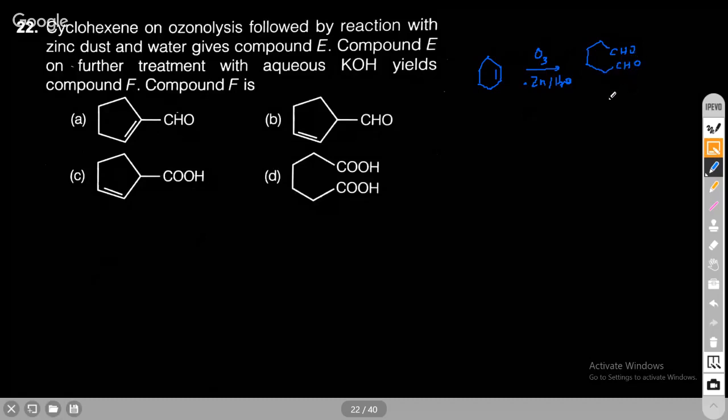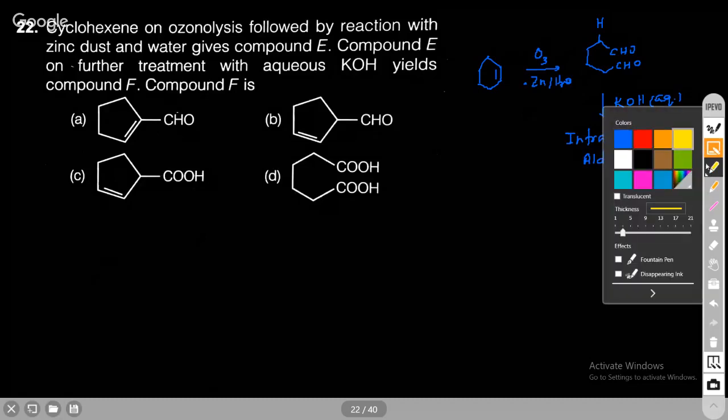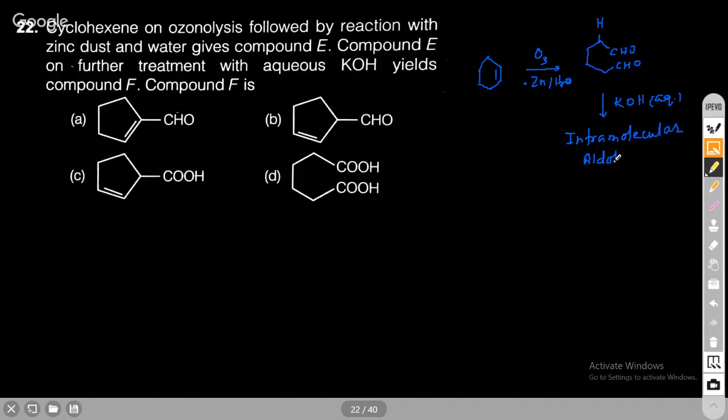Now this compound is further treated with aqueous KOH. So if you remember, an aldehyde with alpha hydrogen reacts with aqueous KOH. This gives an intramolecular aldol condensation reaction. Intramolecular aldol. The mechanism I have discussed in the class. Correct?